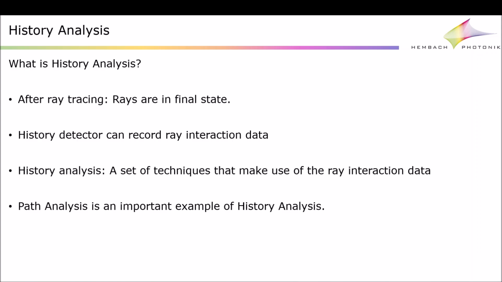The history detector is a database of ray interactions. If set up accordingly, the history detector records all ray interactions from creation until the rays are stopped. By history analysis, we mean an analysis that is done in post-processing after the ray tracing and that makes use of the data from the history detector. One of the most important examples of history analysis techniques is the so-called path analysis.